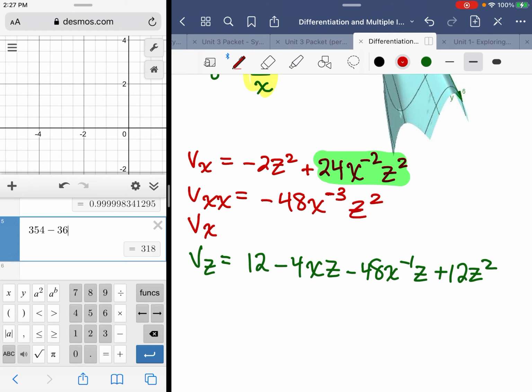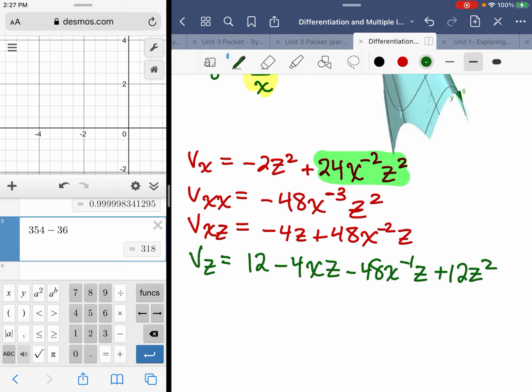And I can get my second order mixed partial, I almost put a y, just with respect to z. So negative 4z, and then plus a 48x to the negative second, z to the first.